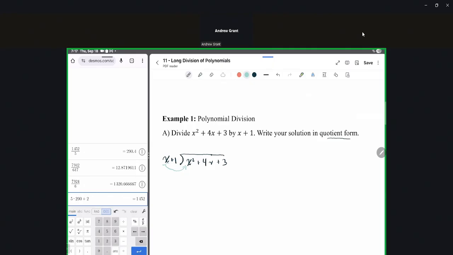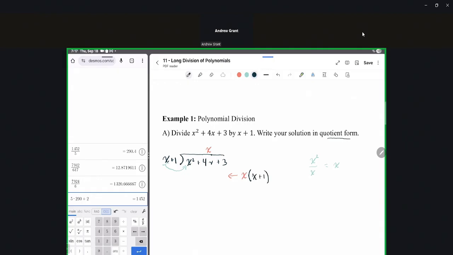And so another way to think about that is if I take x squared divided by x, what do I get? Well, how many times does x go into x squared? It goes in x times. And so on this line here, I'm going to write x. And so on the line below, I'm going to write x multiplied by the divisor, which is x plus 1.